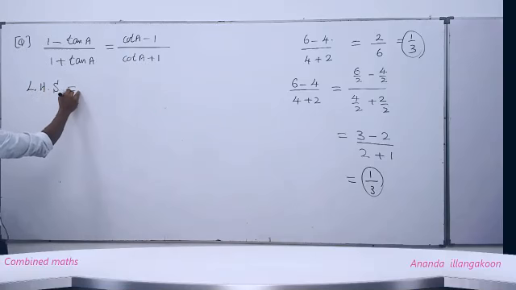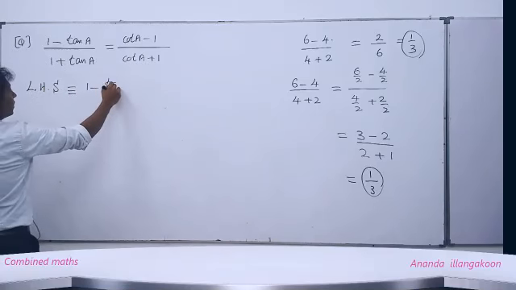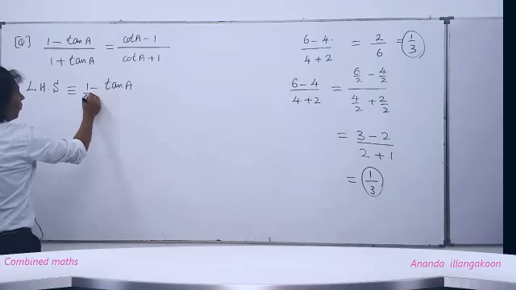We start from the left hand side, people. 1 minus tan A divided by 1 plus tan A.